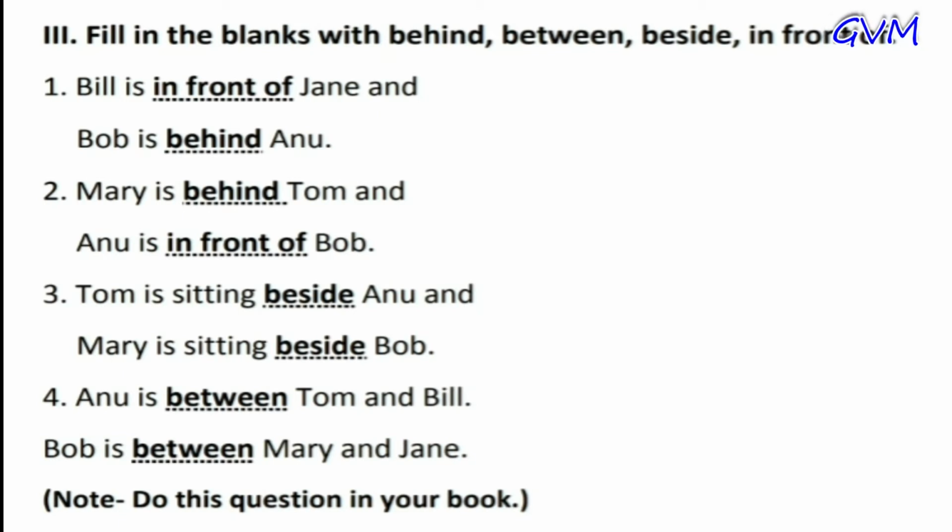Next one is Anu is dash Tom and Bill. Bob is dash Mary and Jane. In both blanks we use between because it indicates something is in the middle of two things. Now do this question in your book.